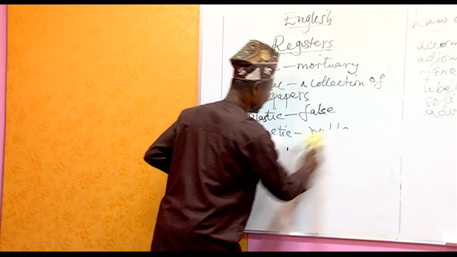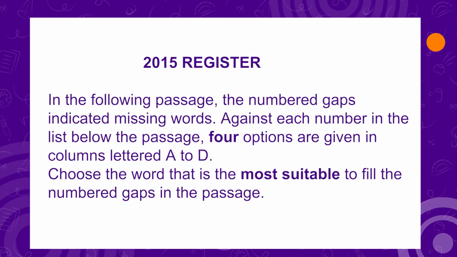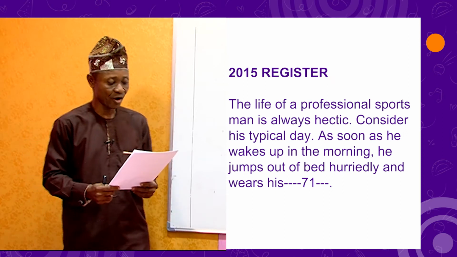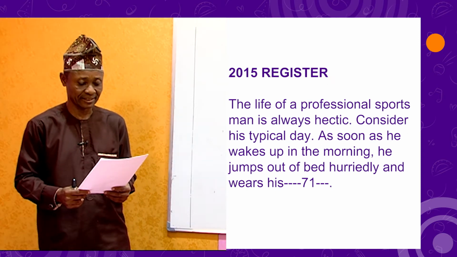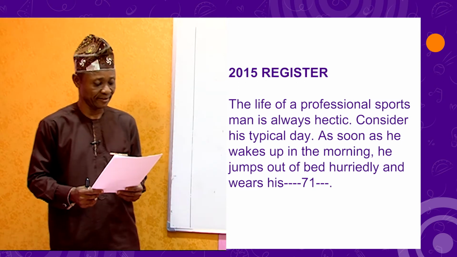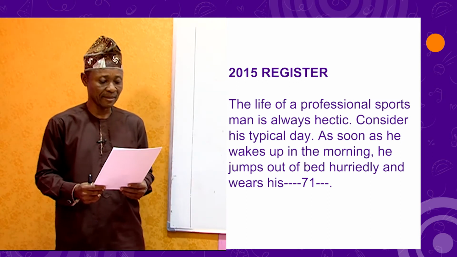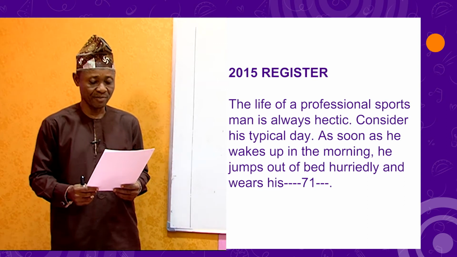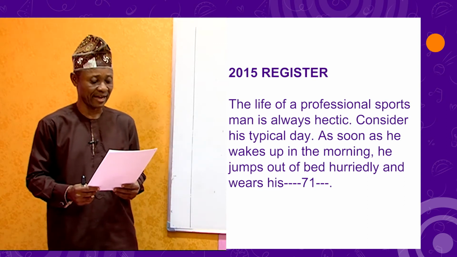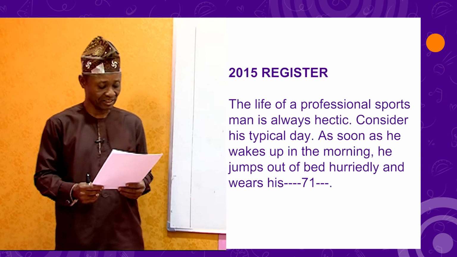2015 register. In the following passage, the numbered gaps indicate missing words. Against each number in the list below the passage, four options are given in columns A to D. Choose the word that is the most suitable to fill the numbered gaps in the passage. The life of a professional sportsman is always hectic. Consider his typical day. As soon as he wakes up in the morning, he jumps out of bed hurriedly and wears his dash. That is question number 71.